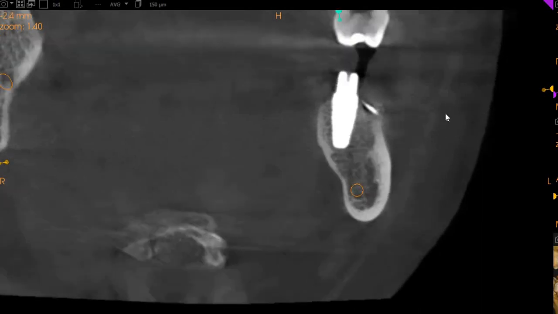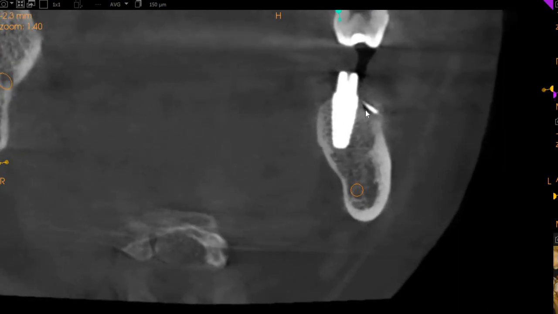Moving to the lower left distal implant, which is placed at a slightly different angle, but placed lingually. This is the radio opaque material that we see here. We can't identify what this might be. It does not look to be associated with the implant.